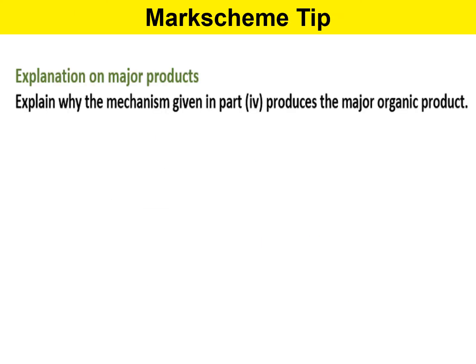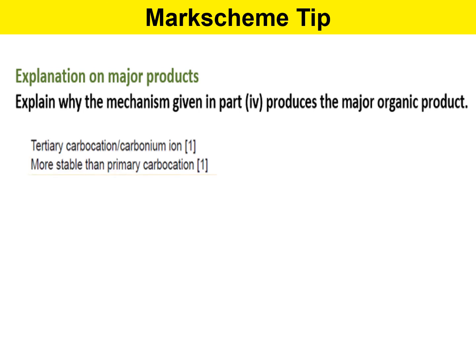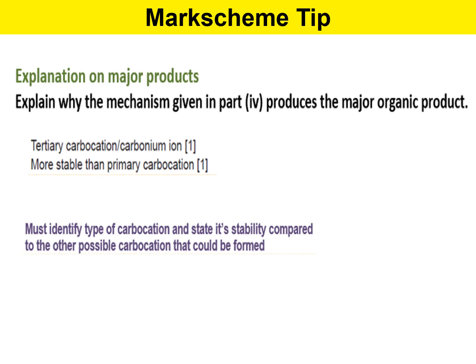Here is a mark scheme tip. You can be asked to explain why a mechanism gives a major organic product. The first thing you need to do is to identify the carbocation. So in this question, it was the tertiary carbocation, and then state that it is more stable than the primary carbocation. So first thing you need to do is identify the type of carbocation and state its stability compared to the other possible carbocation that could be formed.